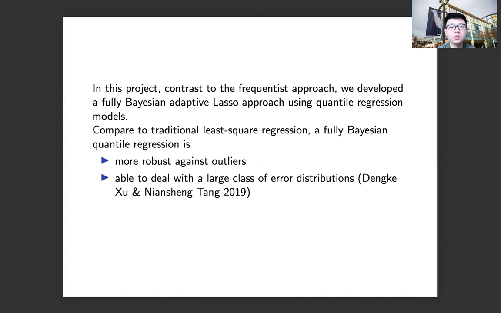And in this project, in contrast to the frequentist approach, we've developed a fully Bayesian adaptive lasso approach using quantile regression models. And compared to traditional frequentist least squares regression, a fully Bayesian quantile regression is more robust against outliers, and it is able to deal with a large class of error distributions.